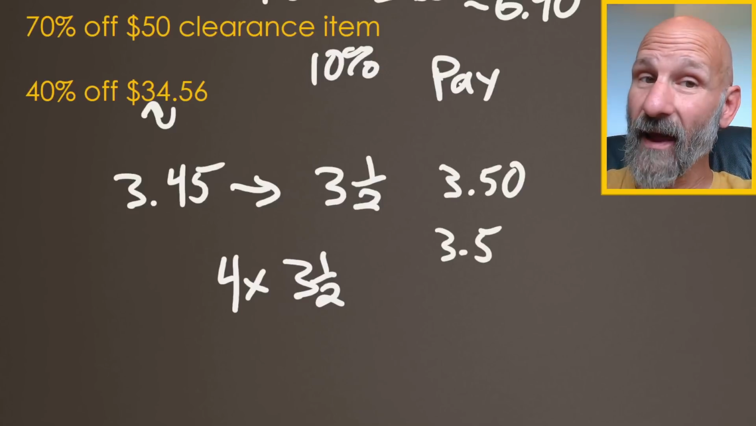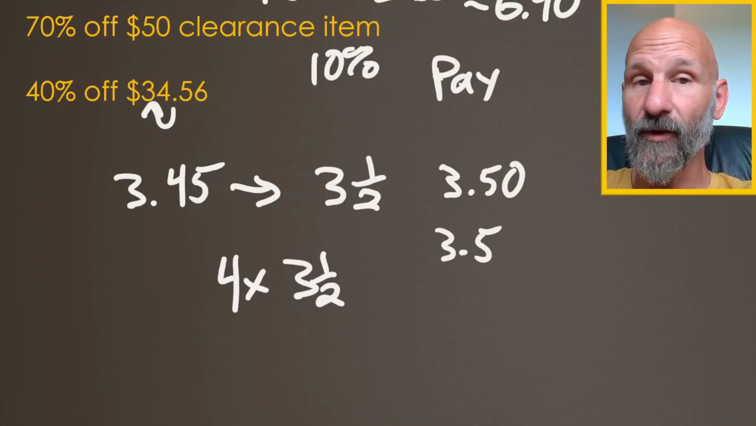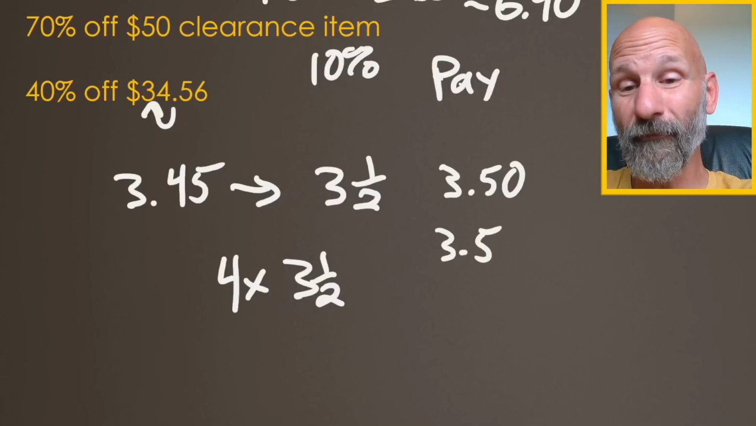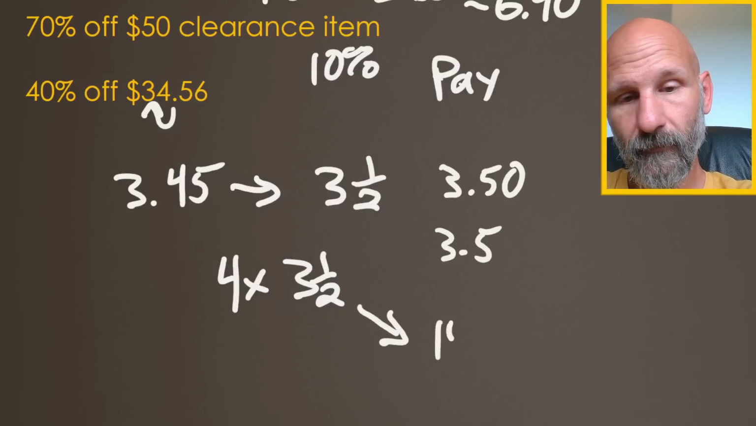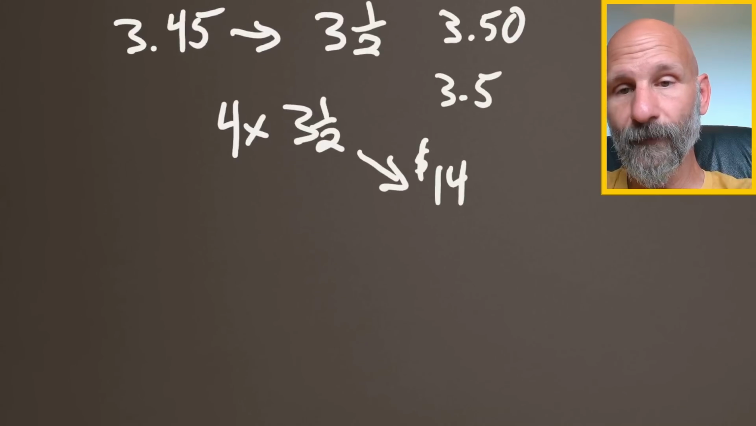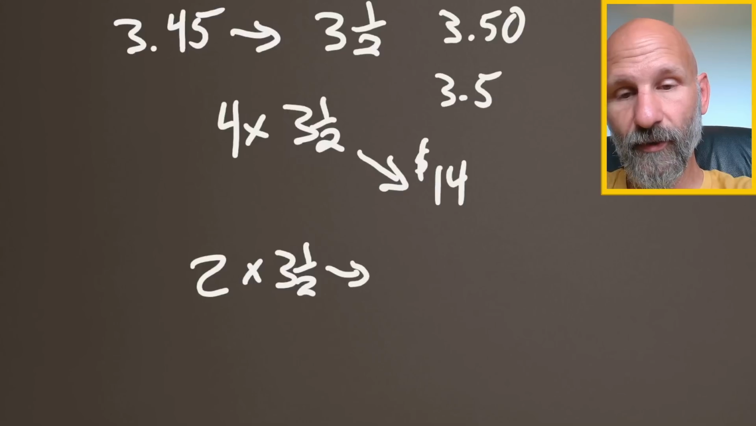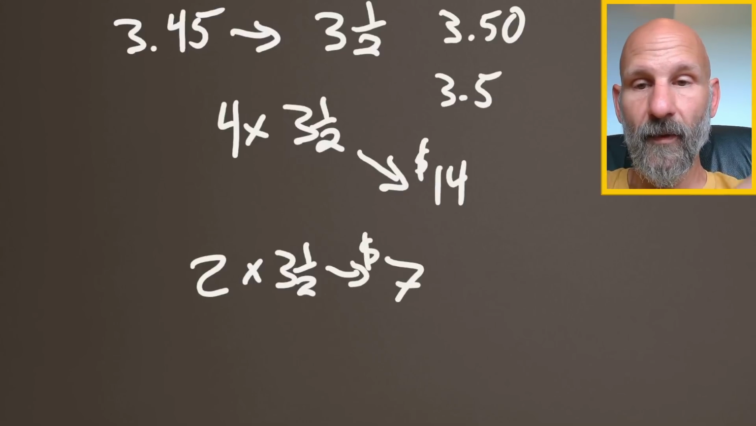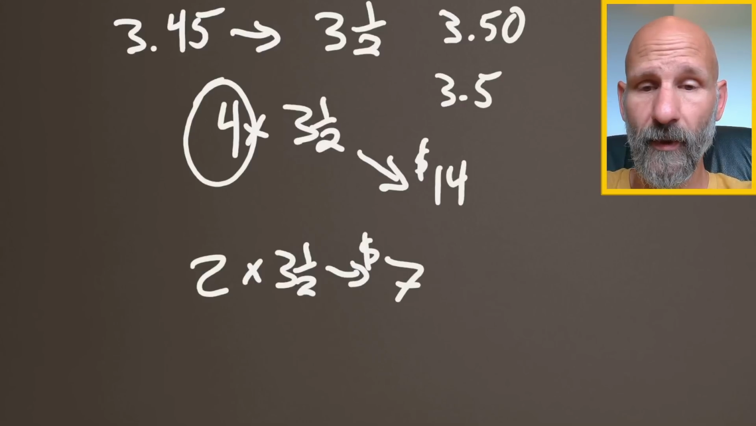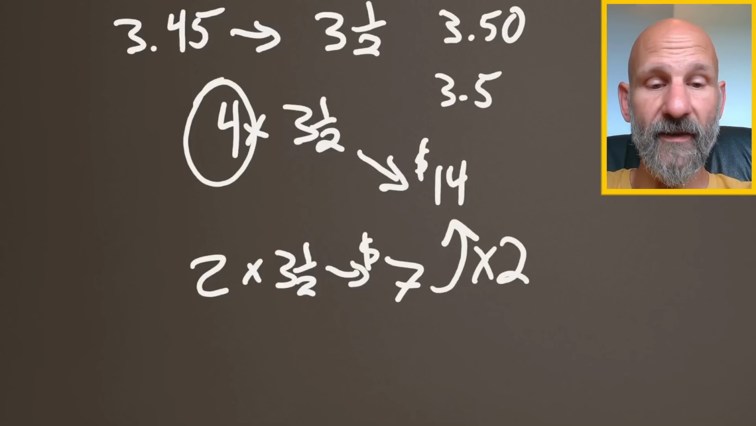Well, I know 3 halves, or 3.5, if I have 2 of those, that's going to make 7. So 2 sevens would be $14. So in this case, the 40% would be around $14. Again, the way I did that is I would do 2 3.5s, and that goes to $7, but I wanted 4 instead. Well, that's just 2 twos, makes 4. So I take my 7 and double it in order to get the 14 there.